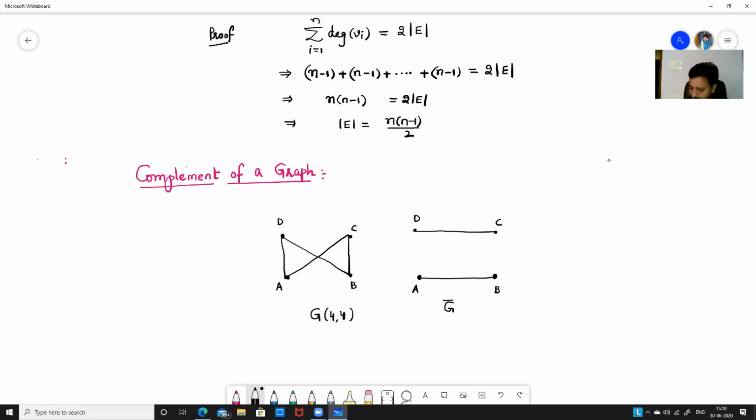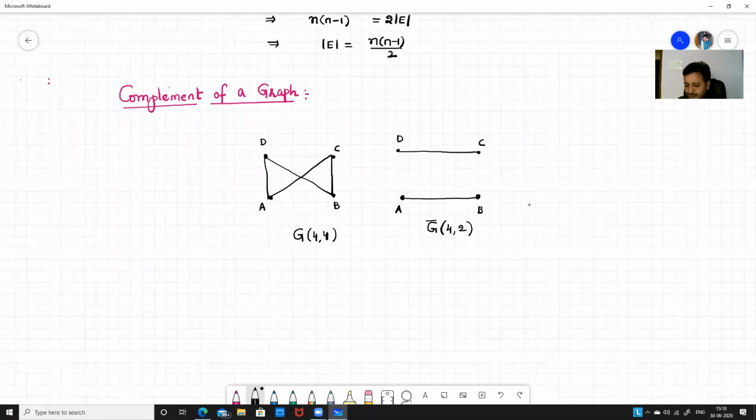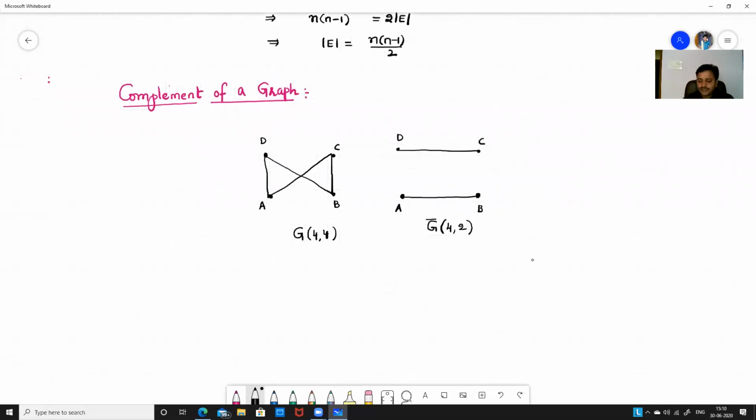This is called G bar with 4 vertices, but this time the number of edges is only 2. It is called the complement of a given graph. In an undirected graph G, if there exists an edge from U to V, that edge is not present in G bar. That is the definition of the complement of a graph.